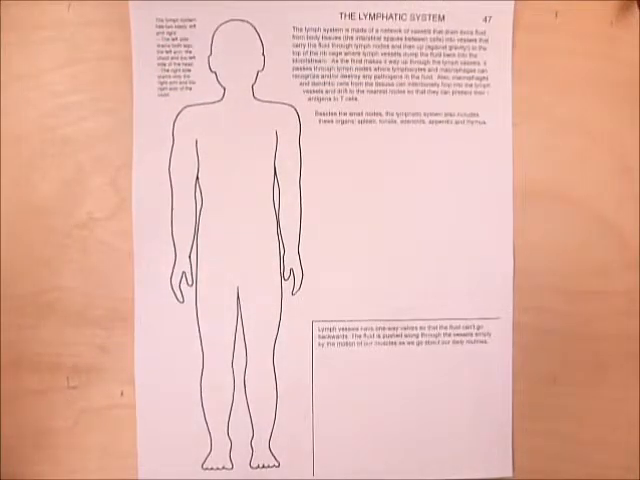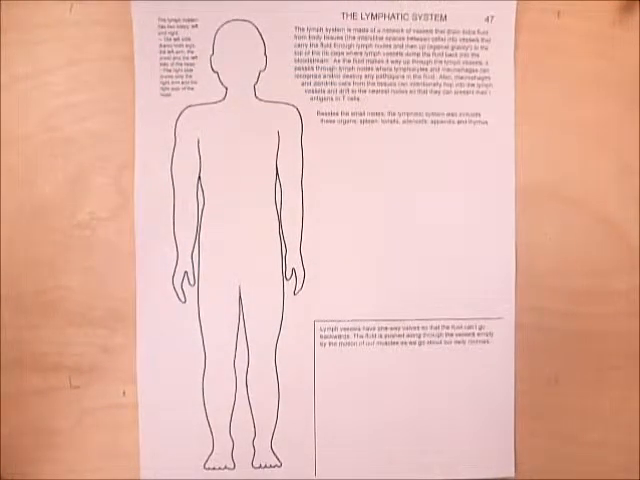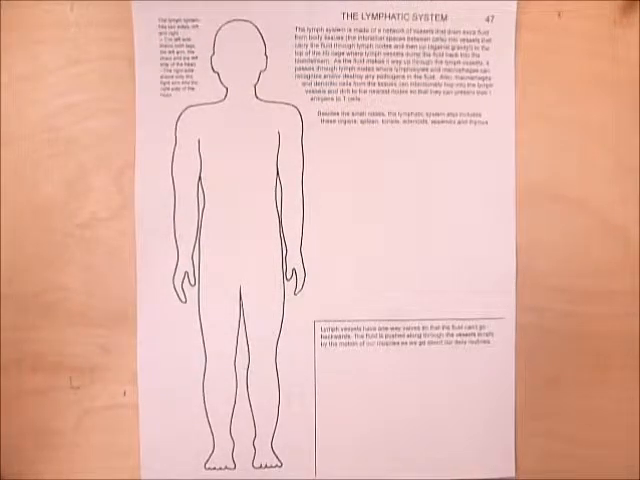This is drawing 47, and it's called the lymphatic system. When we've been talking about all these white cells, T cells, B cells, things like that, a lot of times we've said that they end up in the lymph nodes. So this is a quick overview of where these lymph nodes are.